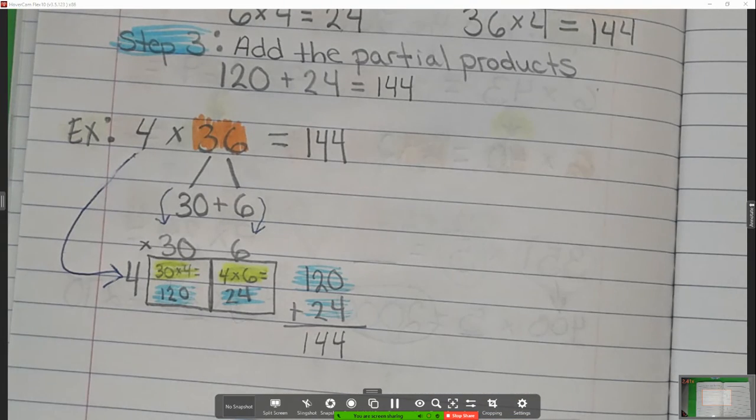You can do this method with multi-digit by 1 digit. And then next week we're going to learn we can do this method with 2-digit by 2-digit. We can do this method with 5 digits by 5 digits. So this method can be used for any multiplication problem.